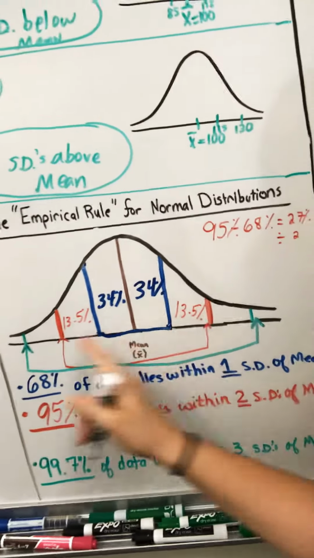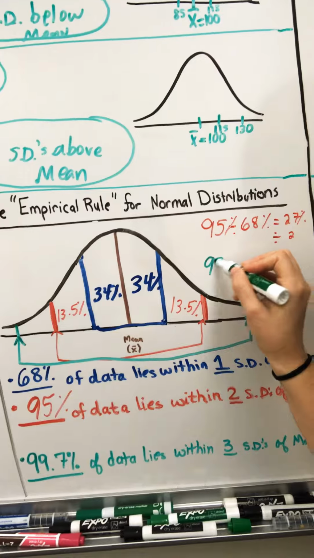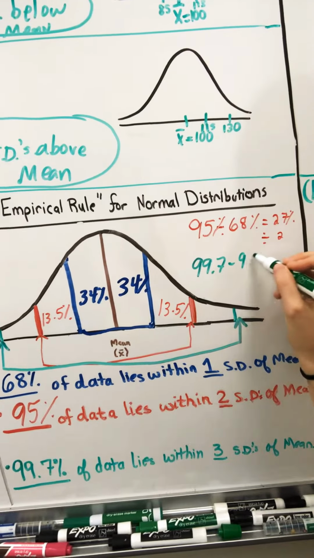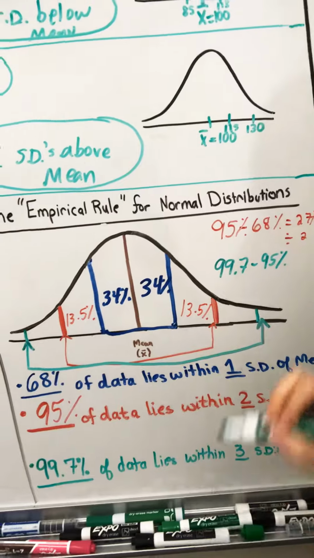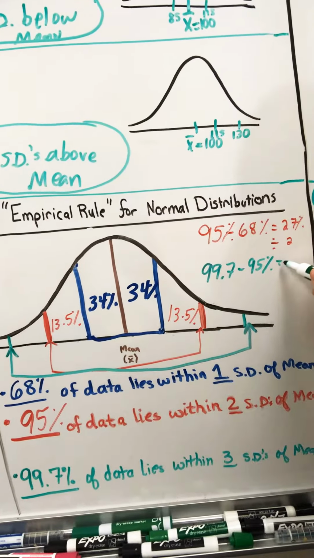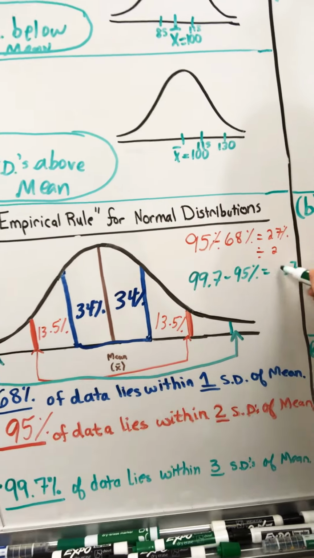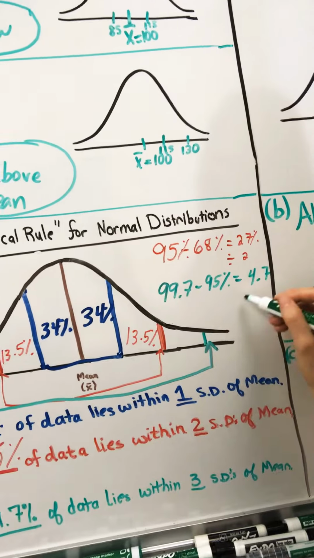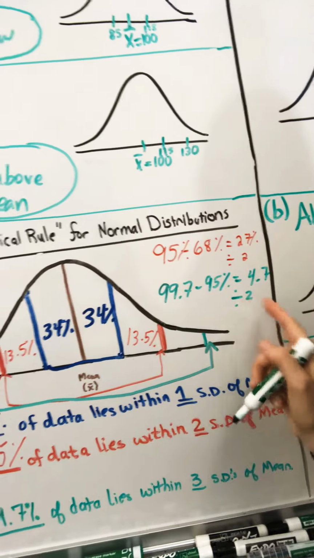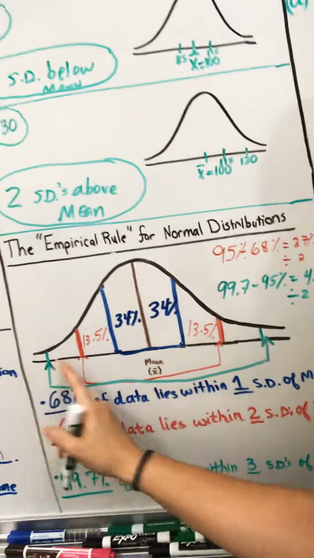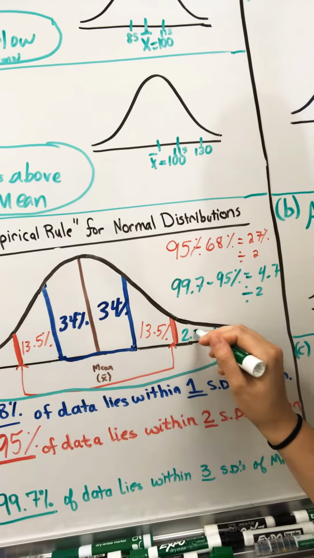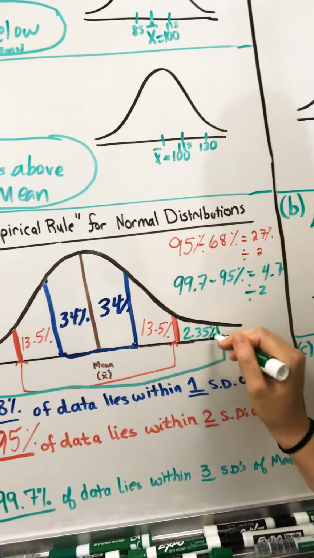So if I wanted to just know what's in these regions, I would have to subtract what I've already talked about. 99.7 minus the 95% that was within 2 standard deviations. And when I do that, I get 4.7. So 4.7 cut in half, divided by 2, since it's symmetric, would give me these pieces before the tails. That's 2.35% in each of those regions. So only 2.35% of the population lies between 2 and 3 standard deviations below or above the mean.